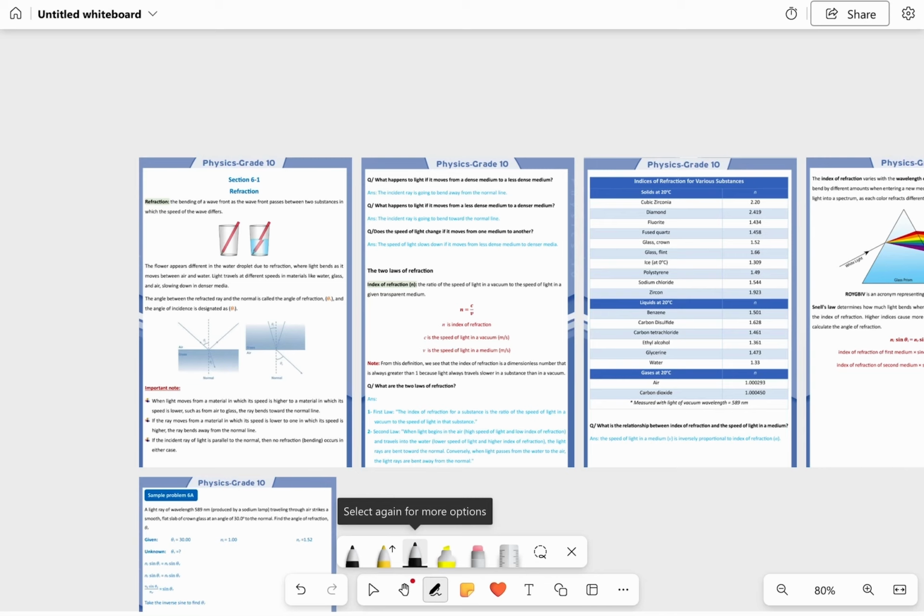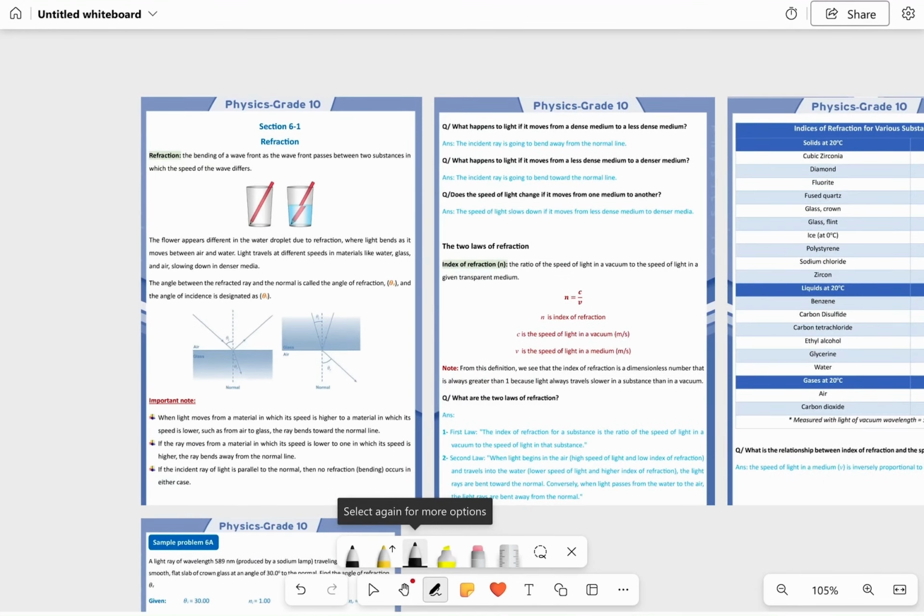We begin a new chapter, which is chapter 6. In the previous lesson we talked about reflection, we talked about different types of mirrors, we covered plane mirror, then spherical mirrors, concave and convex, and we learned how image forms in each one of them. In this chapter we're going to talk about lenses, and the first section is about refraction.